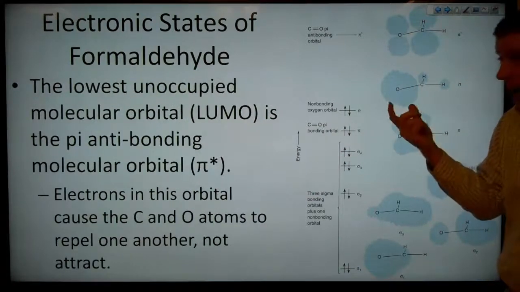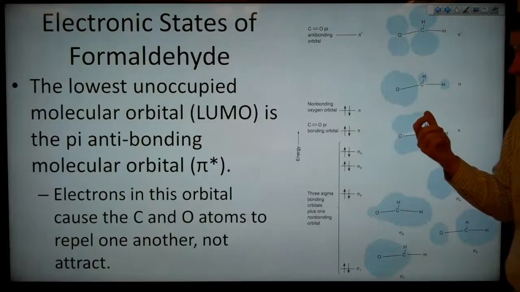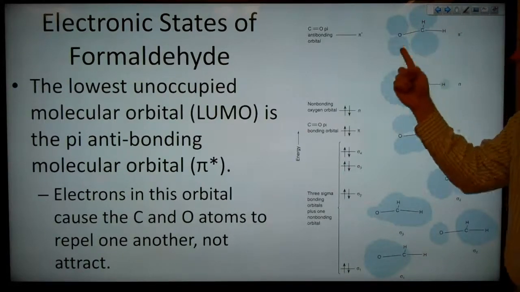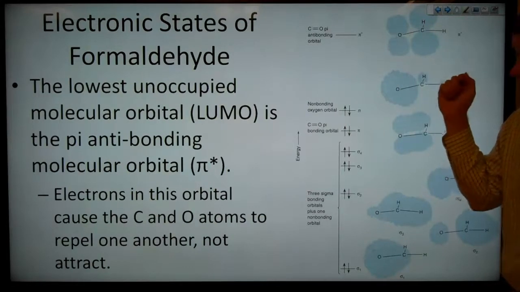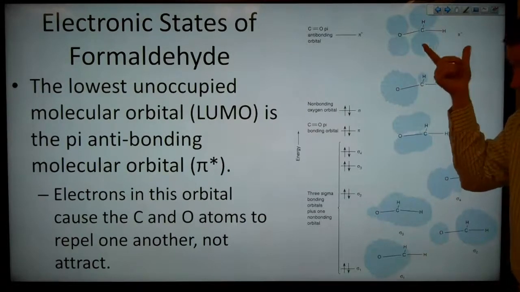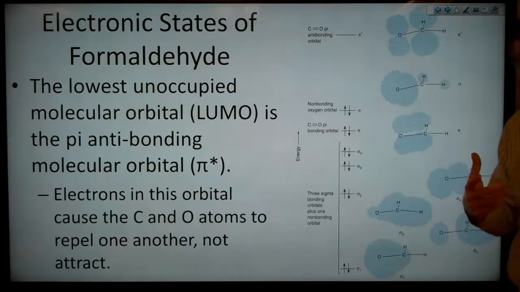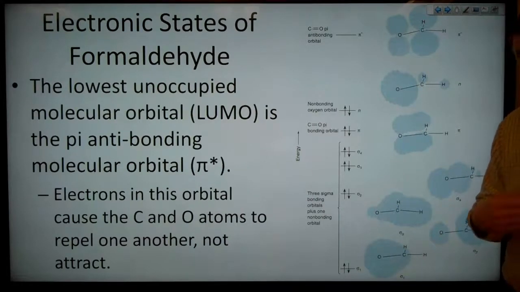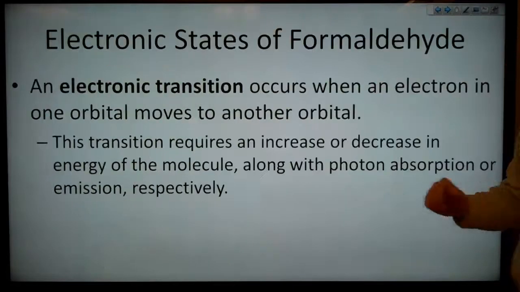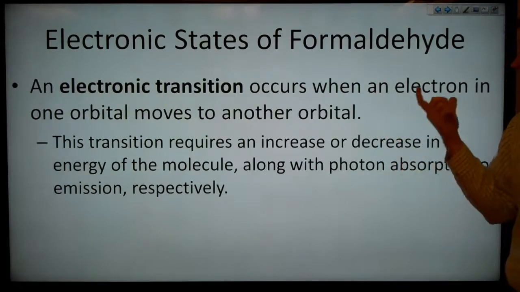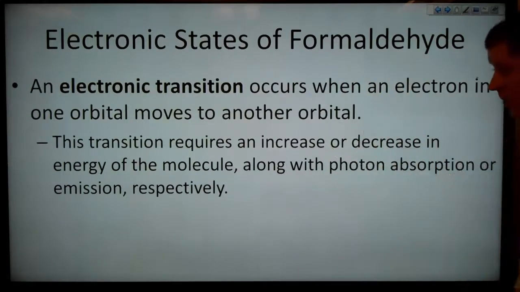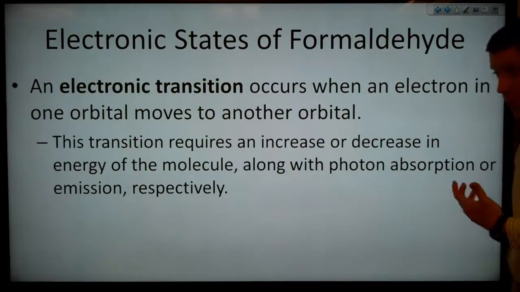And the lowest unoccupied molecular orbital, the LUMO, is that pi antibonding molecular orbital. So that's this molecular orbital up there all the way up at the top. And electrons in that orbital cause the carbon and oxygen atoms, those nuclei, to repel each other, not attract each other. So an electronic transition occurs when an electron in one orbital moves to another orbital. And this transition requires an increase or decrease in energy of the molecule along with the photon absorption or emission.